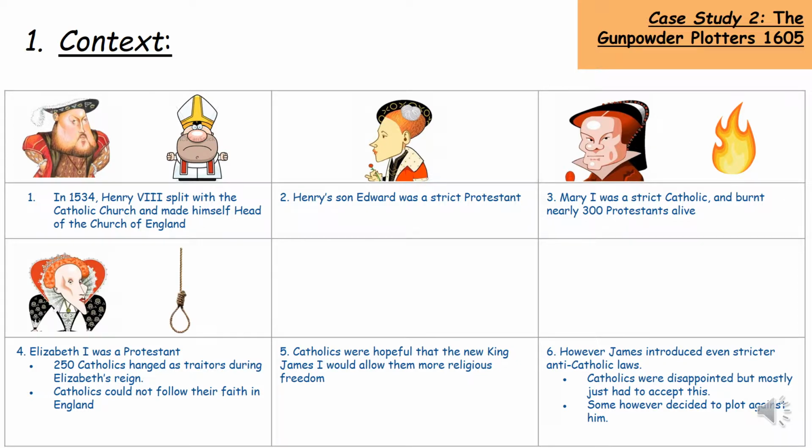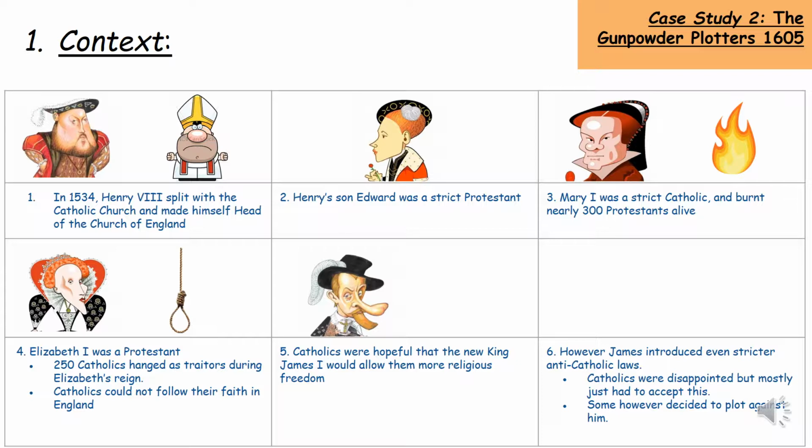Next, we have Elizabeth I, also a daughter of Henry VIII. She was a Protestant, and in her time, she hanged 250 Catholics as traitors. Catholics could not follow their faith in England during Elizabeth's reign.